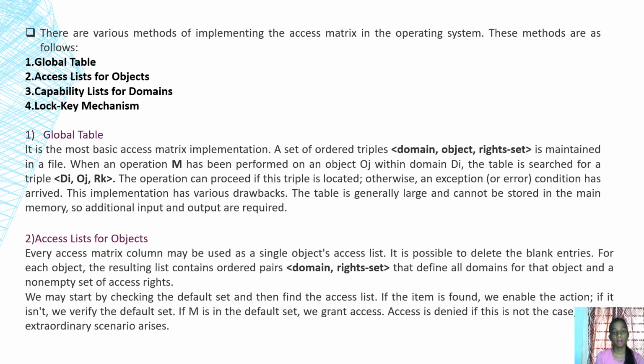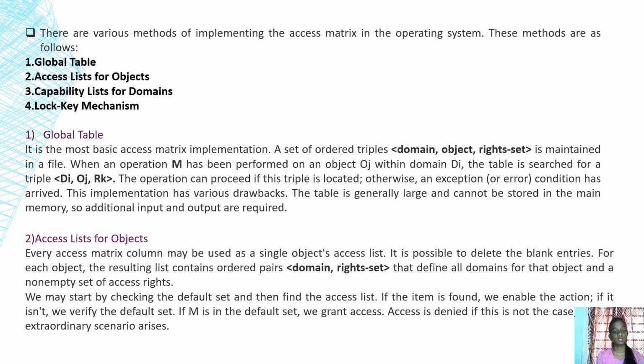When an operation M is performed on an object Oj within the domain Di, the table is searched for the triple <Di, Oj, Rk>, and the operation can proceed when it is located. Otherwise, an exception condition arises. This implementation has various drawbacks.